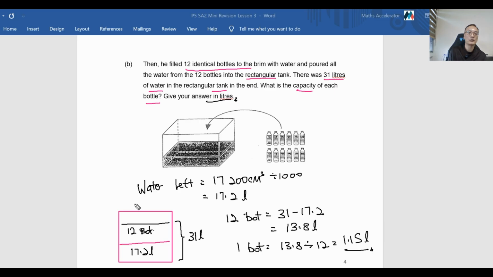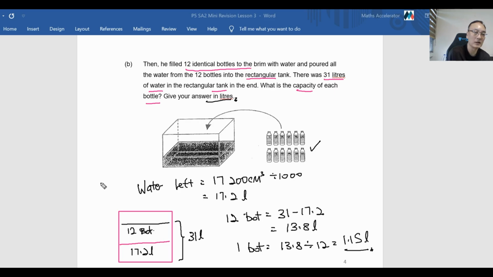So let's recap for this question. Now, this question requires us to have a good visualization of what the question is talking about. We were told that he filled 12 bottles of water to the brim, which is these 12 bottles here, and poured all the water, as the arrow has indicated, into the tank. After pouring all this water inside, we have 31 liters of water in the tank. So we need to find the capacity of each bottle.